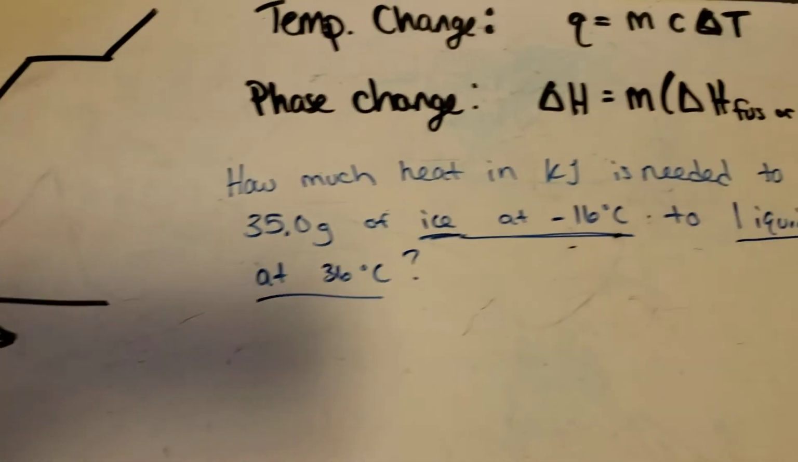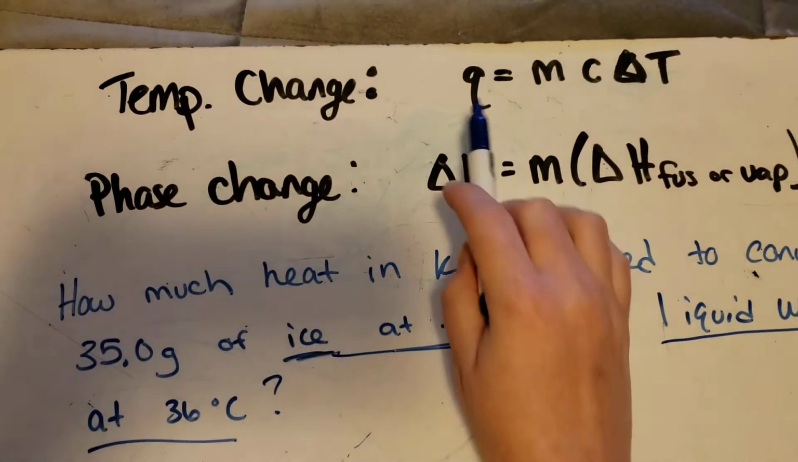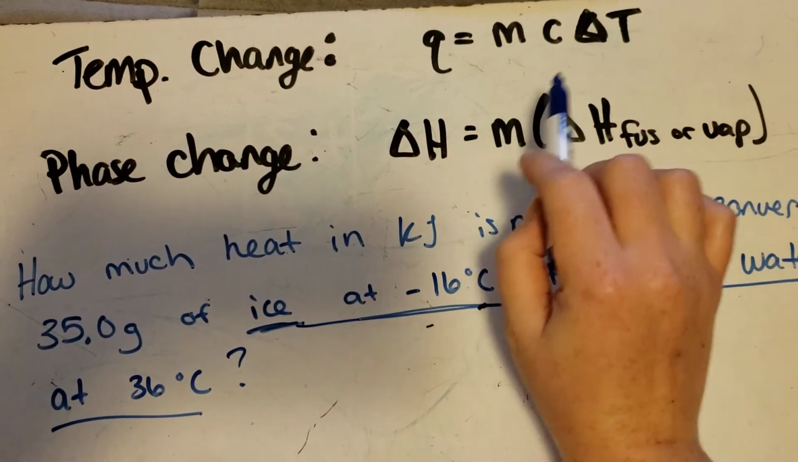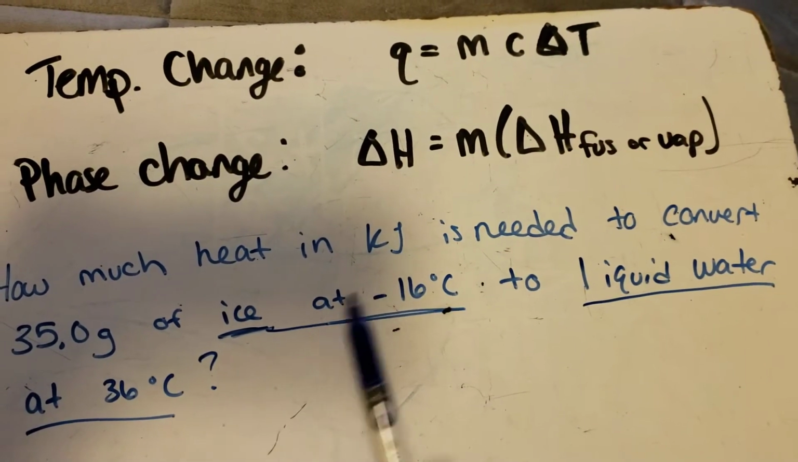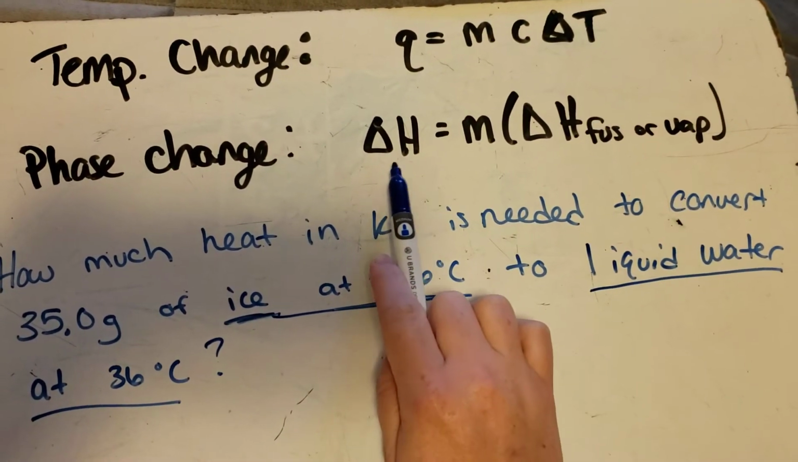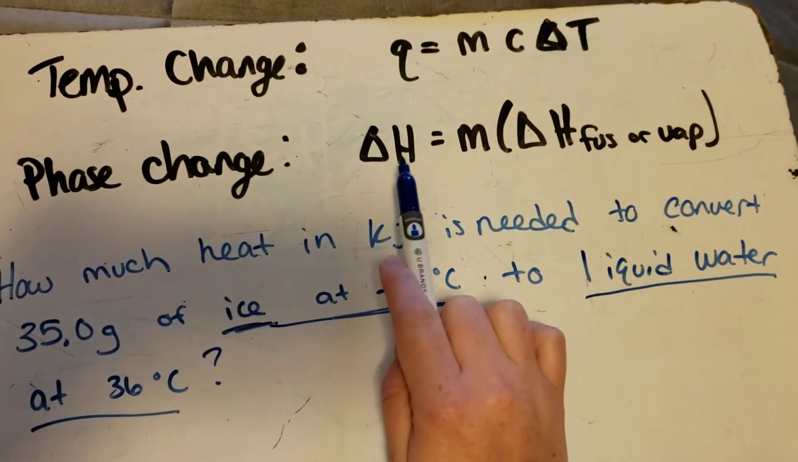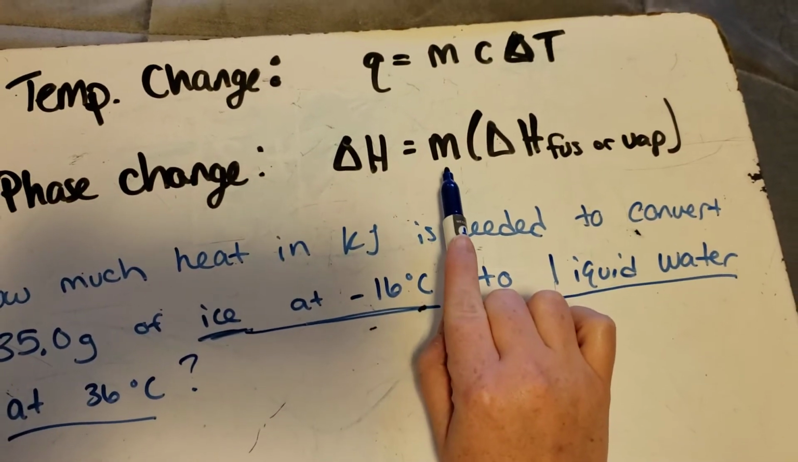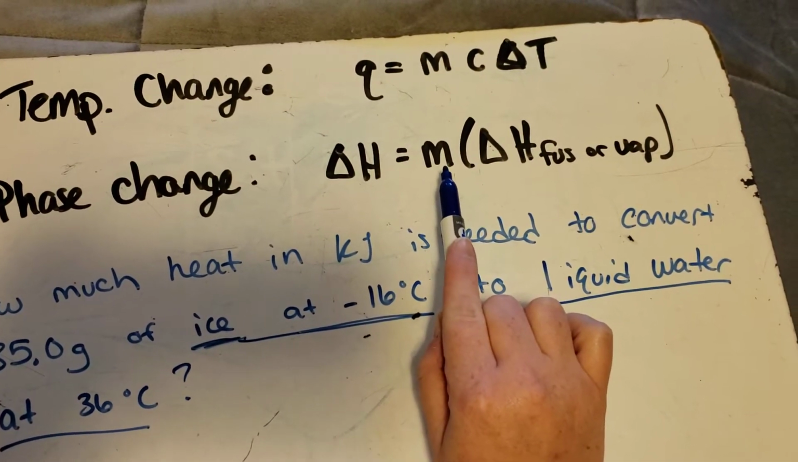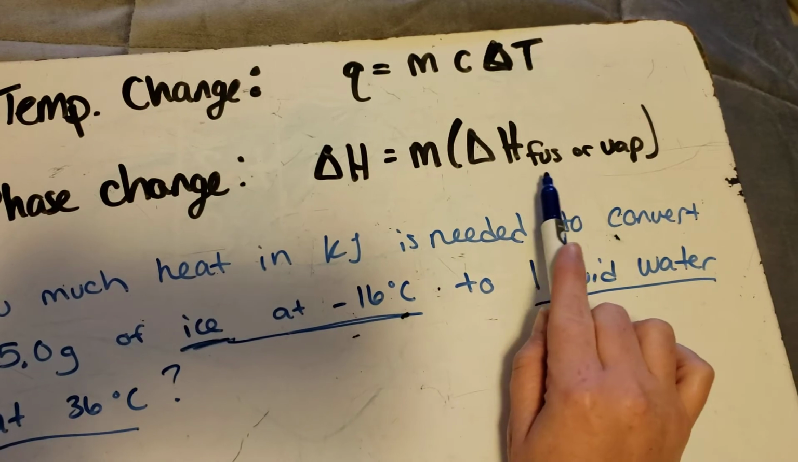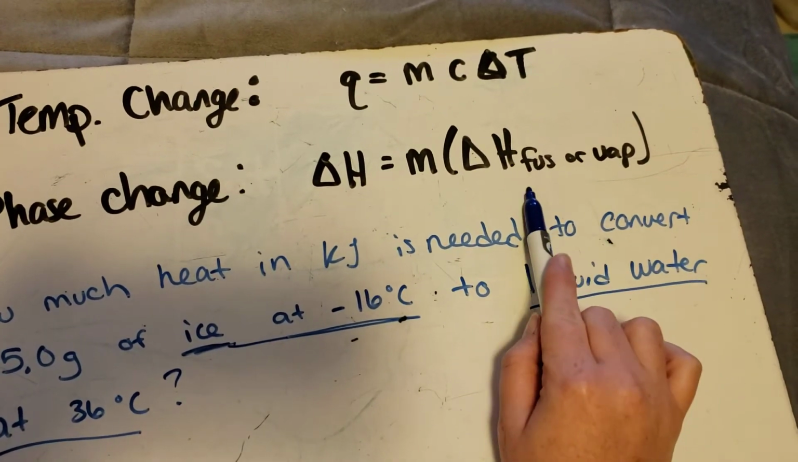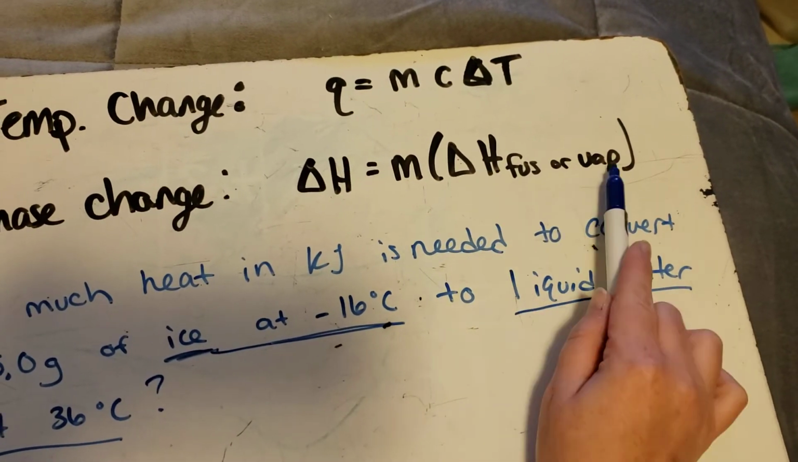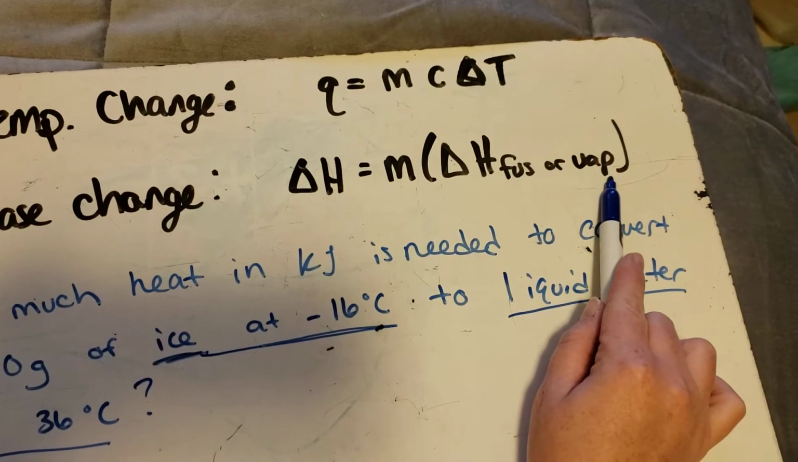We know that when we have a temperature change, we're going to use the formula Q equals mc delta T. C is our specific heat, Q is heat, m is mass, delta T is our change in temperature. If we have a phase change, we're going to have delta H, our enthalpy, which is heat. So Q and H are both heat, the same exact thing. M is your mass, and we're going to use the same mass for each problem. And then heat of fusion or heat of vaporization. Heat of fusion is used when you are going from a solid to a liquid or a liquid to a solid. Heat of vaporization is liquid to a gas or gas to a liquid.